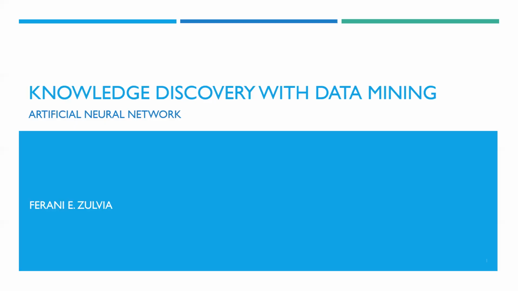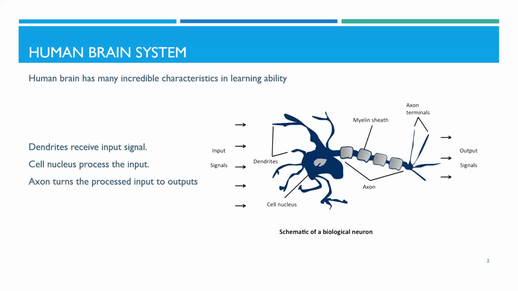We have been learning about classification, but now we will learn using artificial neural network. I will start from a very basic artificial neural network. Okay, so neural network, basically, this algorithm is inspired from the human brain system.